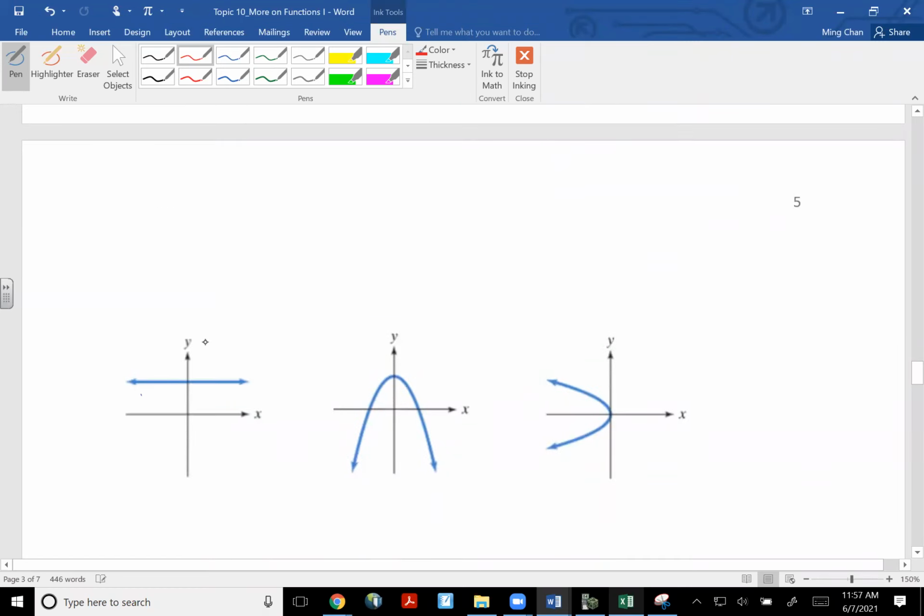A horizontal line, of course, is a function. A parabola that opens down is a function. You only touch it one time. But a parabola that opens to the right or left is not a function. These are not functions. So what are they? We can just call them by the word relation. Okay. This relation is not a function.